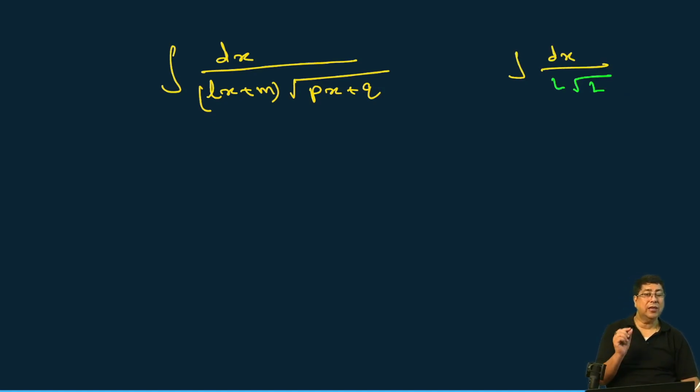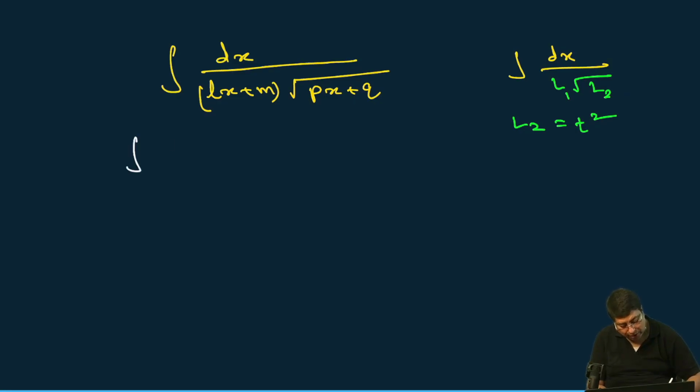So inside the root over, suppose the linear expression equals t square. Remember this, and this is very frequently required for any examination. So what will I do? Let's start the sum.